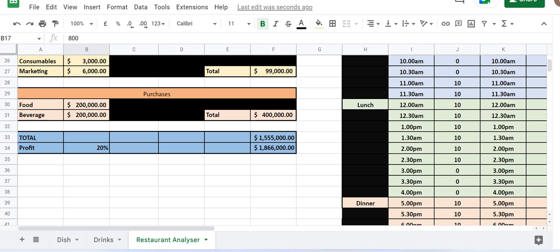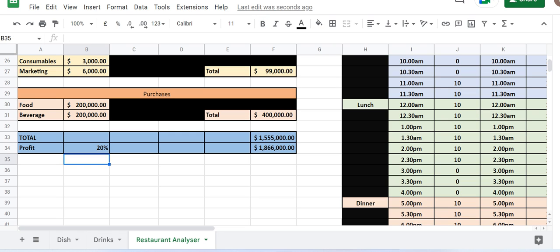Down here, we've got our purchases of food and beverage, 200 grand a year. That's 400 grand a year total, which gives us a grand total of this amount here. And here you can edit this to whatever percentage you want. If you want to make 30%, you can put 30% in there, no problem. If you're happy to make 10%, you can put that in there, no problem at all. Whatever you do, it will change, like so. I'll change it back to 20.